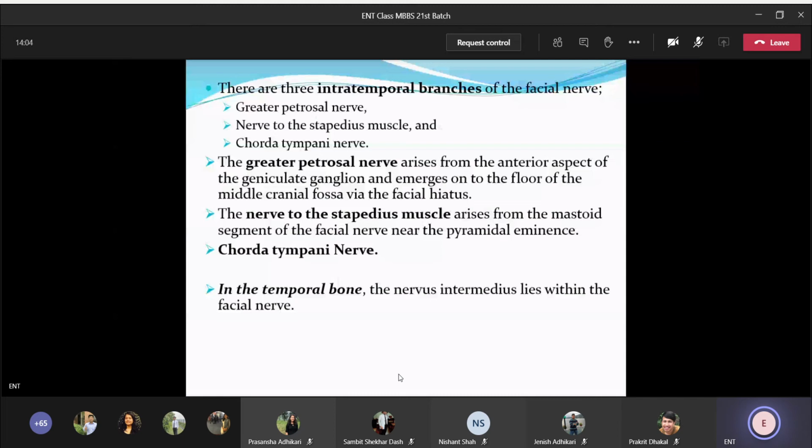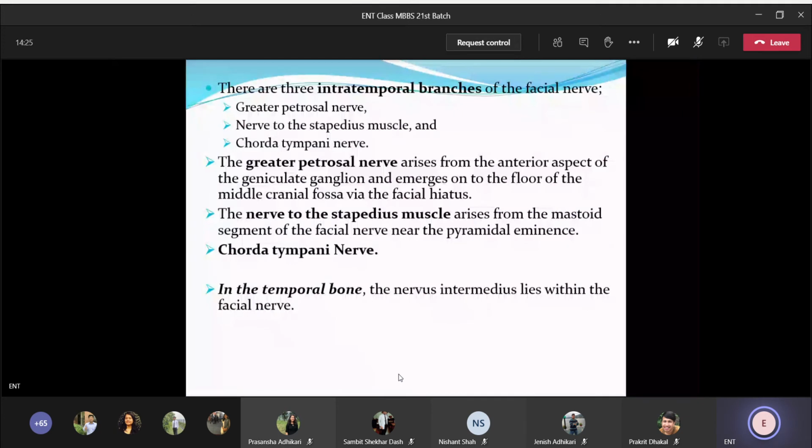It arises from the mastoid segment of the facial nerve near the pyramidal eminence. The chorda tympani is the sensory supply to the tongue, and it arises in the intratemporal region. In the temporal bone, the nervus intermedius lies within the facial nerve.